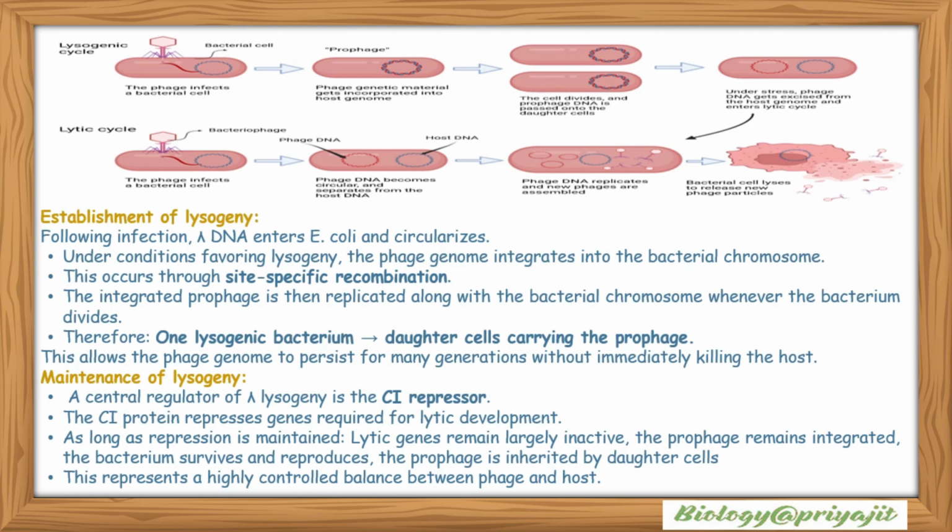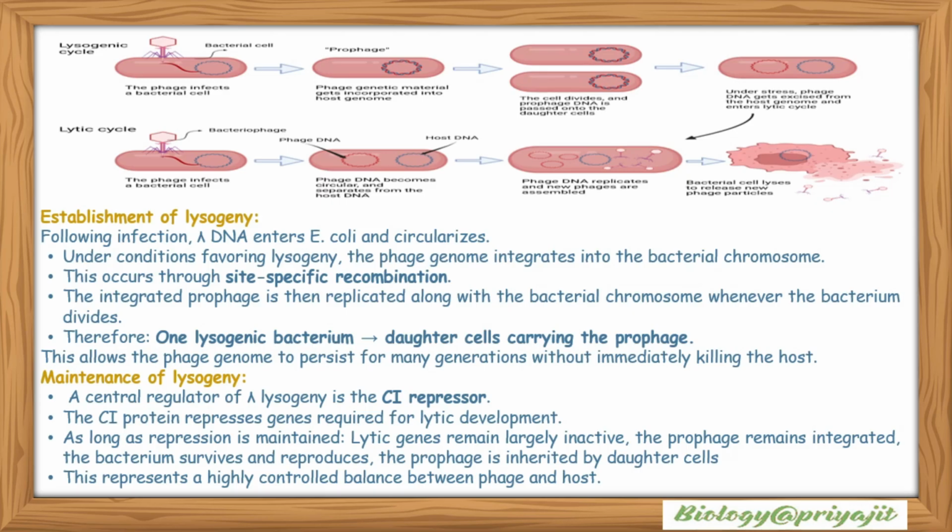This allows the phage genome to persist for many generations without immediately killing the host. Maintenance of lysogeny. A central regulator of lambda lysogeny is the CI repressor. The CI protein represses genes required for lytic development. As long as repression is maintained, lytic genes remain largely inactive. The prophage remains integrated.